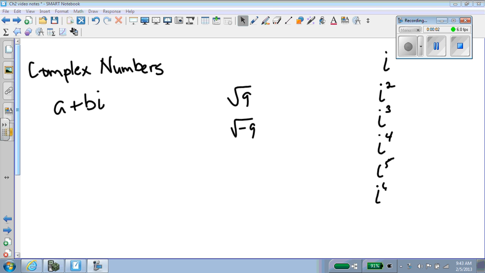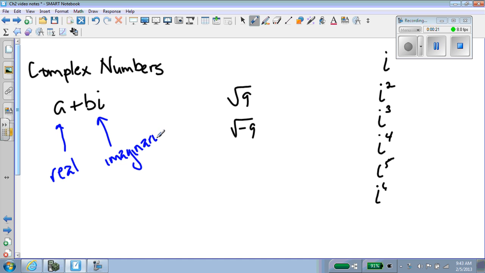Today we're going to talk about complex numbers. Complex numbers are of the form a plus bi. A is the real part, and bi is the imaginary part. So we could have numbers that were purely real if they were just a. We could have numbers that were purely imaginary, just bi. And then we can have numbers that are part real and part imaginary, which are called complex numbers.